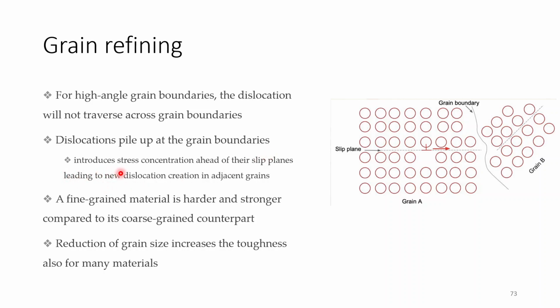This introduces stress concentration ahead of their slip planes, and it leads to new dislocation creation in adjacent grains. And a fine grained material is always harder and stronger compared to its coarse grained counterpart. This reduction in grain size also increases the toughness for many materials.